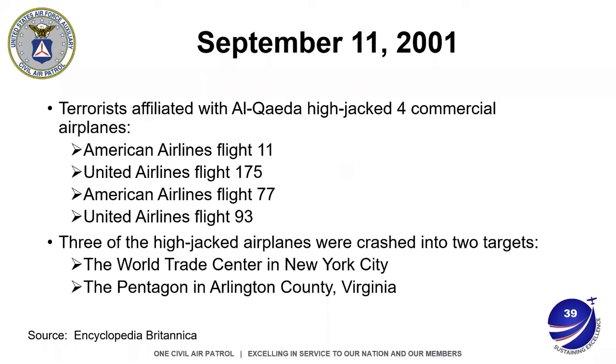On September 11th, 2001, terrorists affiliated with Al-Qaeda hijacked 4 commercial airplanes. 3 of the hijacked airplanes were crashed into 2 targets. 2 of the airplanes were crashed into the World Trade Center in New York City. 1 of the planes was crashed into the Pentagon in Arlington County, Virginia. The 4th plane, however, did not reach its destination, thanks to the bravery of the passengers who fought with and overcame terrorists who had commandeered the airplane.